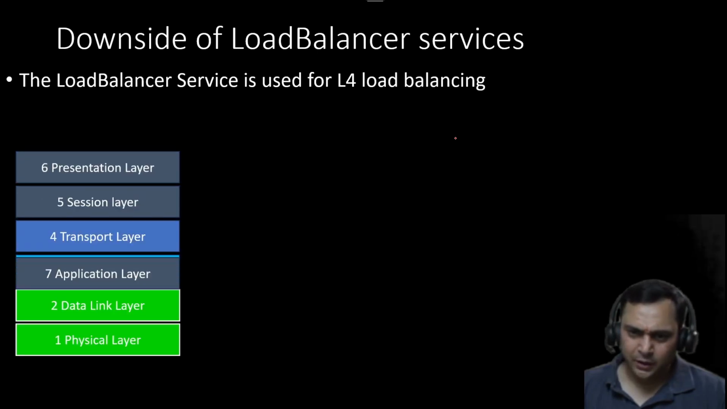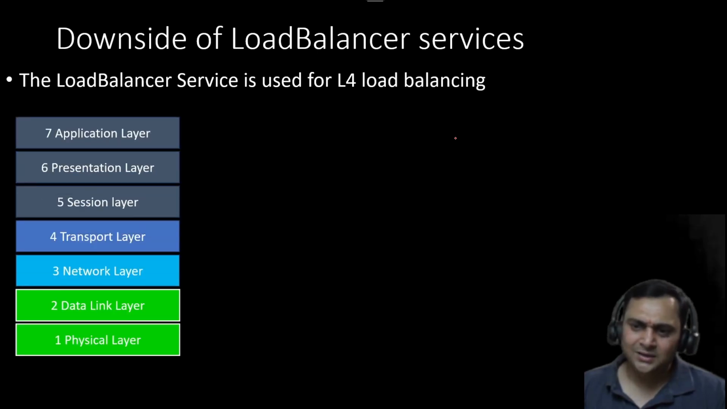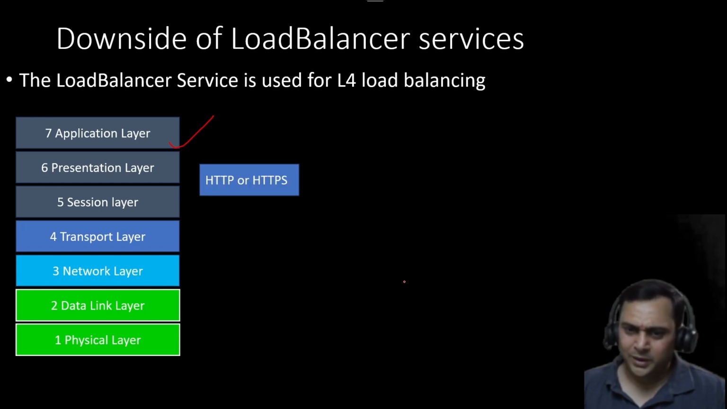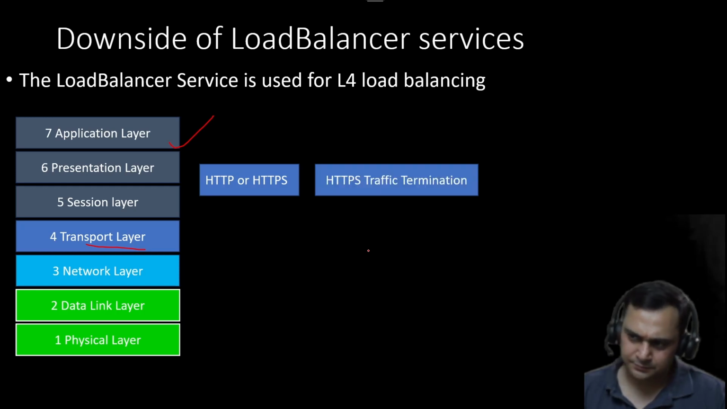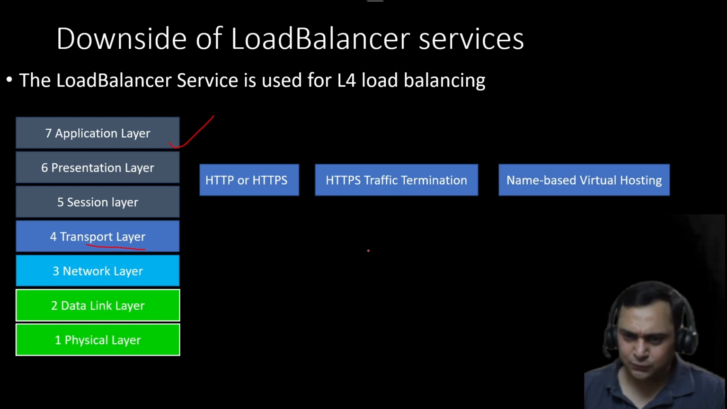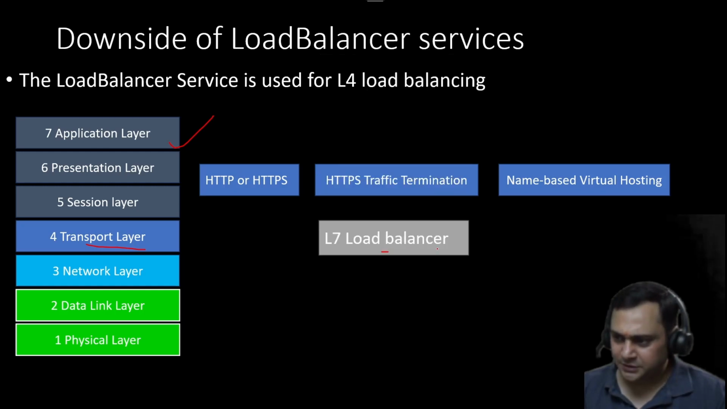Applications that use HTTP or HTTPS protocol often require L7 load balancing, which is done at OSI layer 7, the application level, right here. The L4 load balancer cannot do HTTPS traffic termination and offloading because it is for the transport layer. You cannot terminate HTTPS traffic. You cannot implement name-based virtual hosting using the same L4 load balancer for multiple domain names. You need an L7 load balancer to implement path-based or name-based virtual hosting.